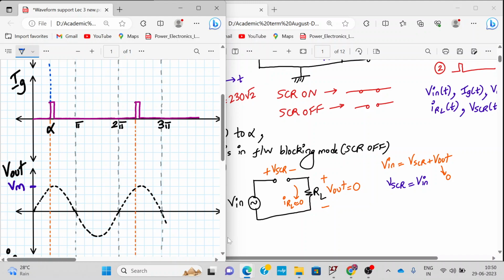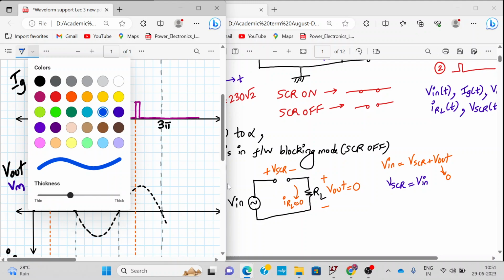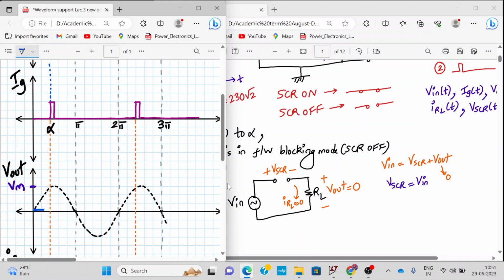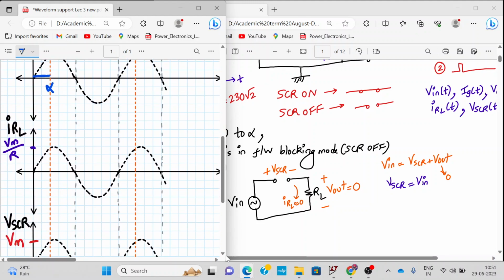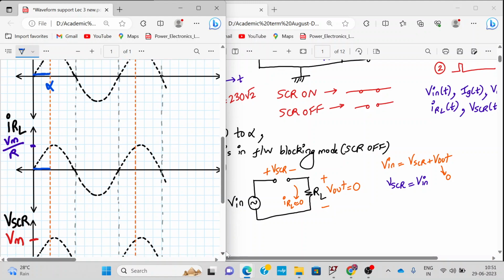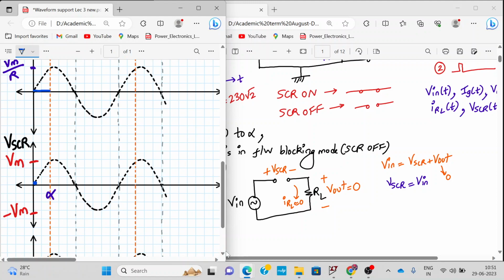So V out is basically 0. Let me mark 0 over here. Let me increase slightly the thickness. So from 0 to alpha, output is 0. What about IRL? Now basically IRL is 0 over here. And what about the voltage across the SCR? The voltage across the SCR is also 0. No, not 0. The voltage across the SCR will follow the input. So from 0 to alpha, it will follow the input like this. This dotted line is my input, so it will follow the input. Alright, from 0 to alpha.